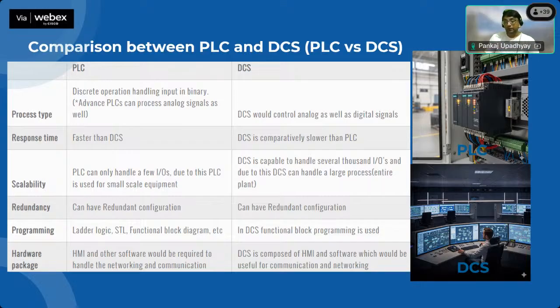So, PLC, when we talk about scalability, the PLC can only handle a few IOs because the PLC is used for small-scale equipment, but DCS is capable of handling several thousand IOs. When we are talking about IOs, it's basically an input-output module. So the scalability for PLC is at a very small scale, but with DCS we can manage multiple IOs at once.